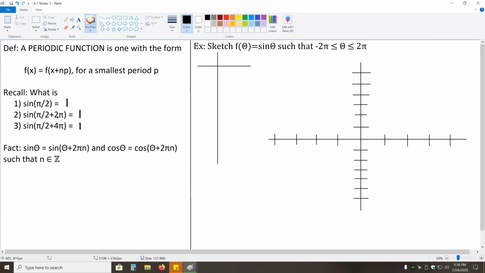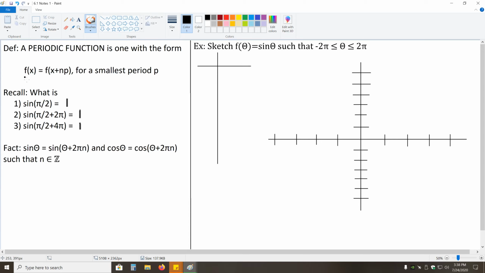So notice every time we travel 2 pi or a complete rotation, we repeat the values for our trig function sine. And the same thing is true for cosine. So we introduce a fact that says sine of theta is equal to sine of theta plus 2 pi n. And cosine of theta is equal to cosine of theta plus 2 pi n, such that n is in the integers. Remember, this symbol means in or within. It looks like a capital E that's kind of curved.